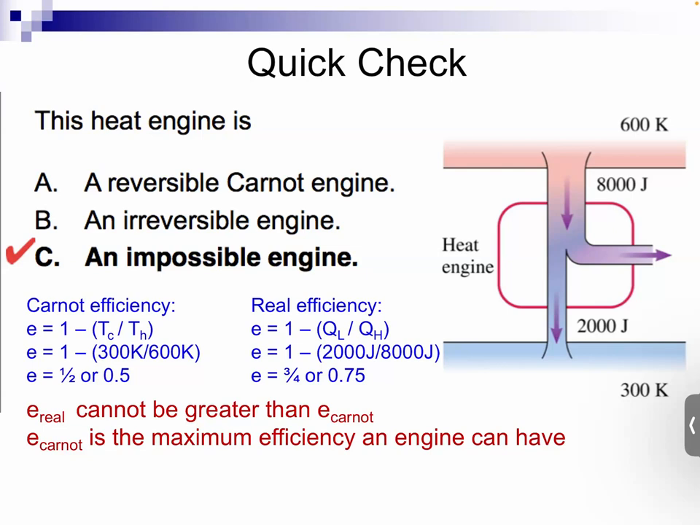And you cannot build anything more perfect than the Carnot or the ideal engine, and hence you cannot have 75% efficiency if the perfect engine can only have 50% efficiency.